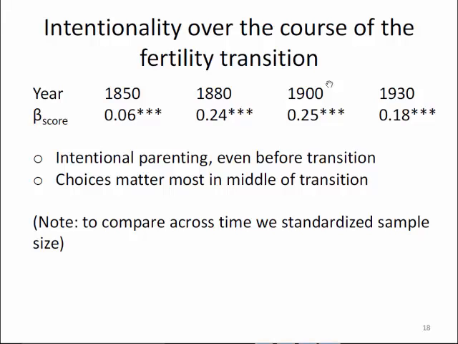We couldn't go before 1850 because the census doesn't ask children's names before 1850. But as early as we can go, we find intentionality, and then it follows the kind of pattern that we would want to see, which is that when there's a lot of action in terms of individual decision making about family size and whether you're going to go big or small, that's when we see names mattering a lot. This is, I think, the interesting part of it. I'd like to get feedback on this. It's complicated to think about.